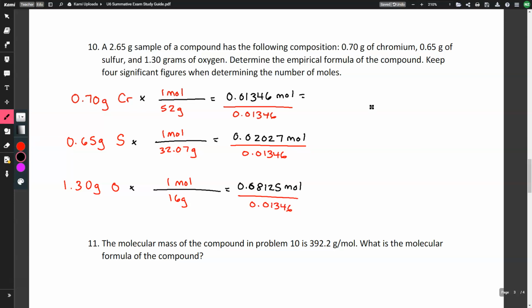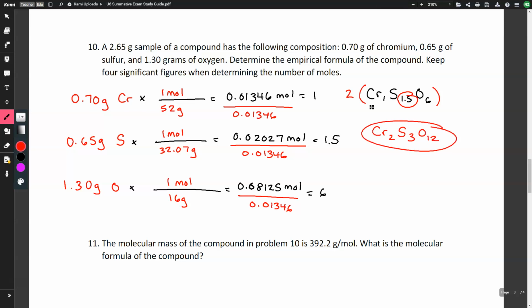Okay, so for the top we get 1. Here we get 1.5, and then down here we get 6. Okay, it's only asking for the empirical formula. So that'll be chromium 1, sulfur 1.5, and then oxygen 6. Okay, but we can't have this. Can't have a decimal, so let's multiply the whole thing by 2. So we'll get chromium 2, sulfur 3, oxygen 12. Okay, that will be our empirical formula right there.